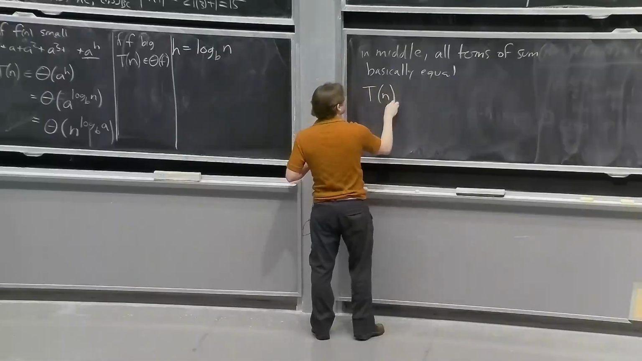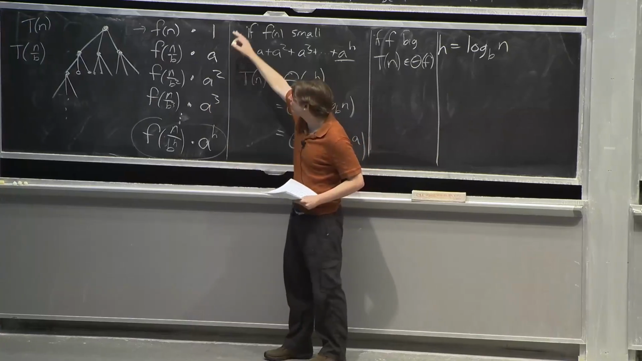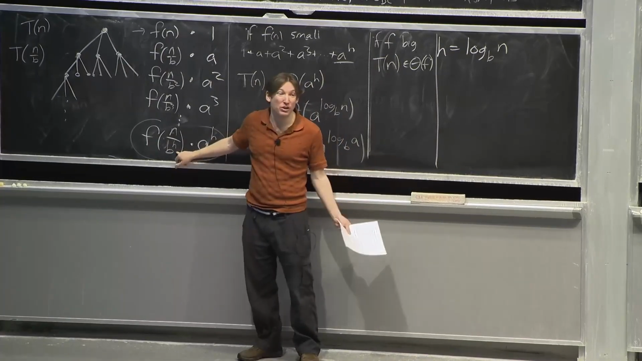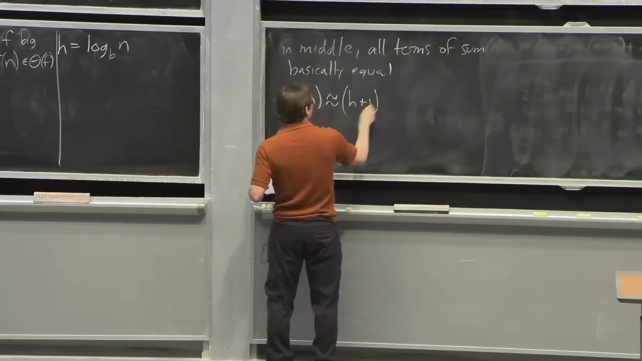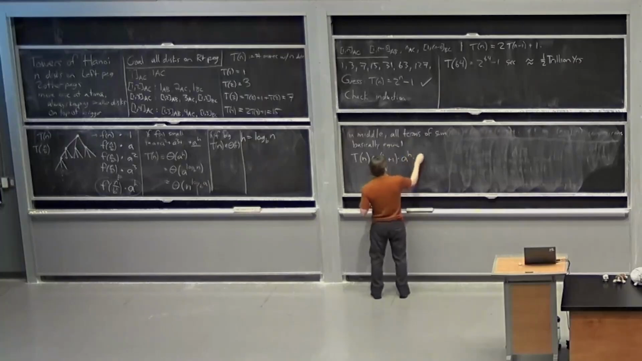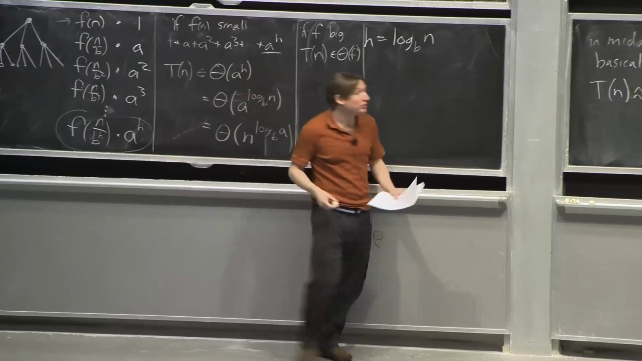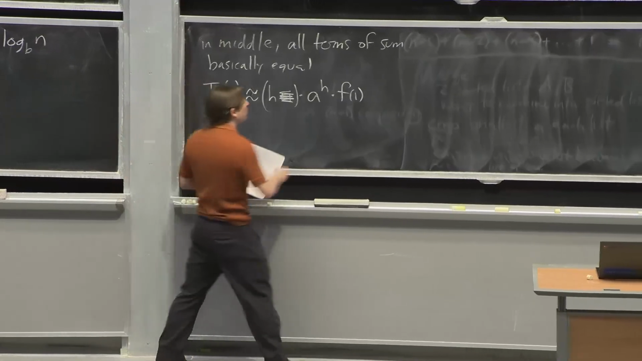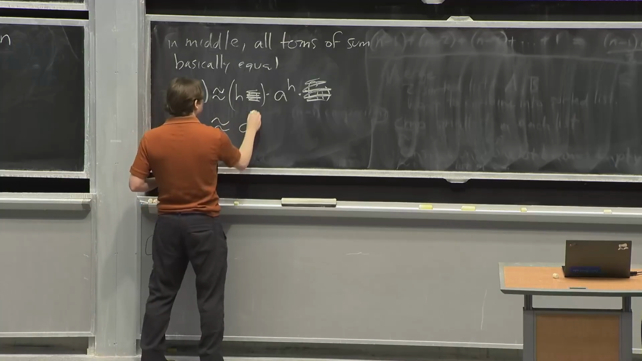And so we end up getting that the sum is, well, there are h plus 1 terms here, and each of the terms is basically the same. So I'm going to take this where it's a to the h times, well, n over b to the h is 1. So this is basically h plus 1 times, what was that last term again? A to the h times f(1). If all the terms are basically equal, then it's just the number of terms times this last one. We're doing asymptotics, so I don't care about that plus 1. f(1) is a constant, I don't care about that. So this ends up being basically a to the h times h.